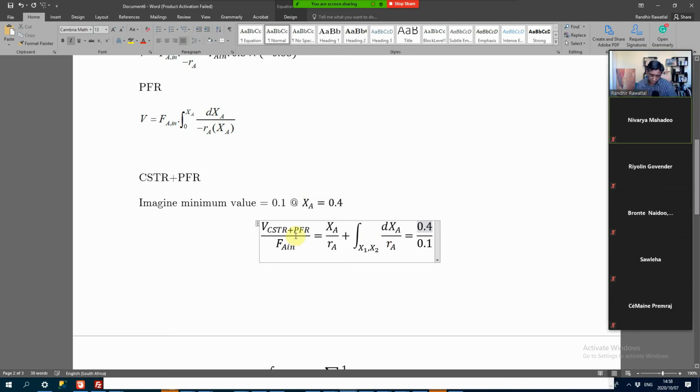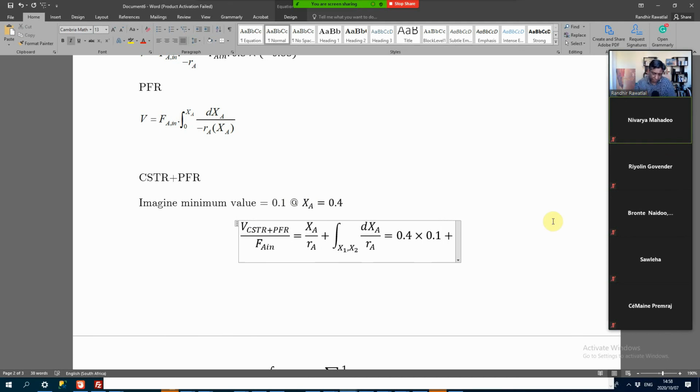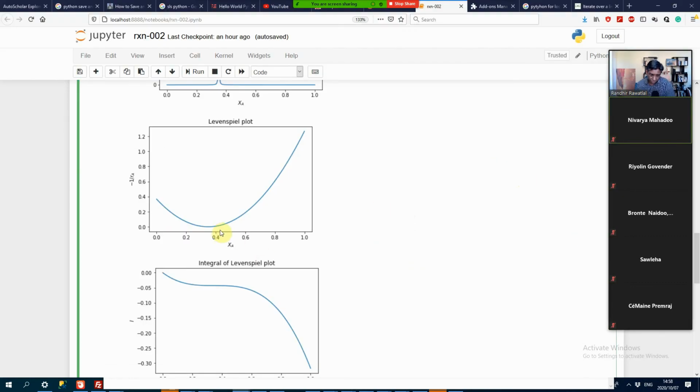So the CSTR part is 0.4, and 1 over RA is 0.1. So I should say here 0.4 times 0.1. So that's the CSTR contribution, plus your PFR contribution here, so it's between 0.4 and 0.8. If you look here, you can see the average value of 1 over RA, let's take that as 0.3.